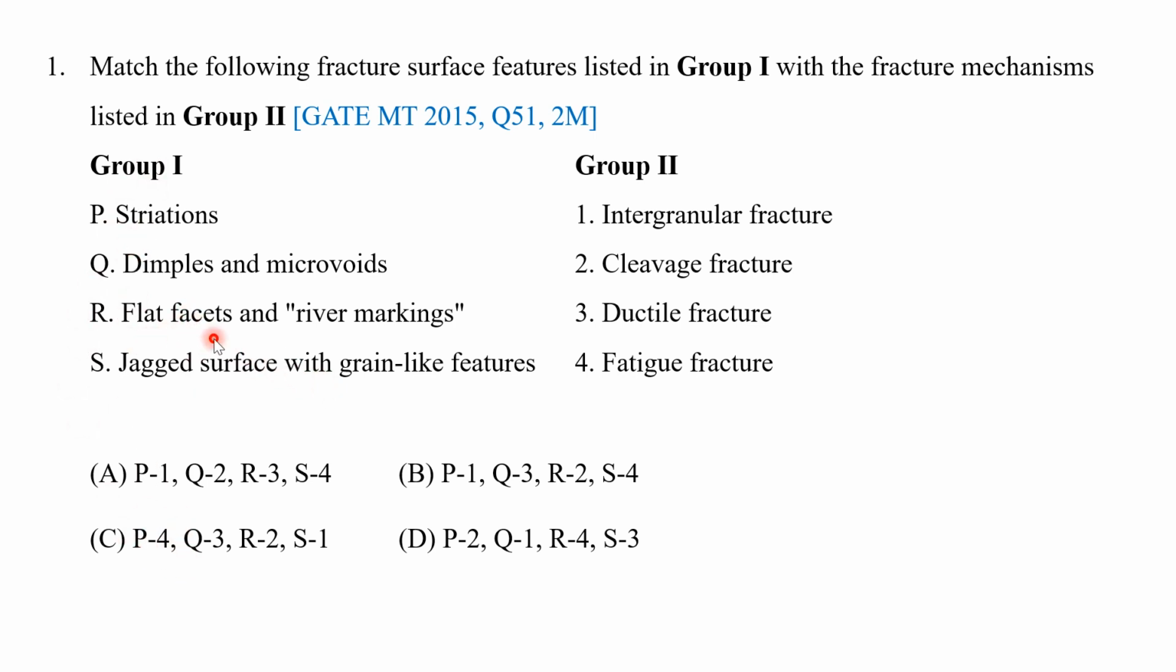But nonetheless, flat facets and river markings are obtained in what kind of brittle fracture? Sorry, cleavage brittle fracture. And jagged surface with grain-like features are obtained in intergranular brittle fracture. Therefore, the answer to this particular question is option C. So I hope it's clear for all of you.